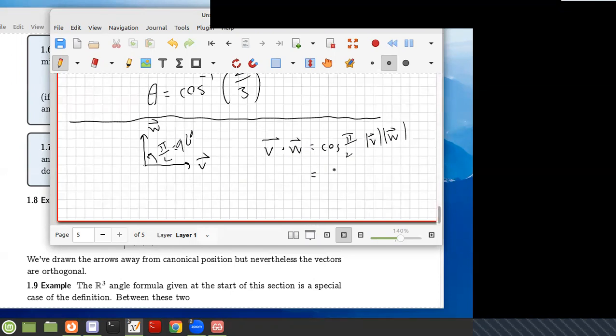It's 0. So this is 0. So the crucial thing is, the dot product gives you a test for whether two vectors are perpendicular or not. Just in case you don't remember this for the cosine, if I put up a unit vector here, this is the cosine, and this is the sine, right?